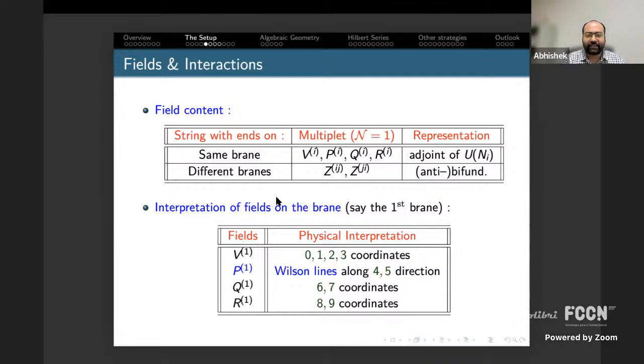To give a physical interpretation of these fields: for the first brane, which is compactified along the 4, 5 direction, this V1 is just the 0, 1, 2, 3 coordinates. P1 is the Wilson line on 4, 5. And then Q1 and R1 are again the coordinates 6, 7, and 8, 9. Similarly, you can give an interpretation to all the fields in the other branes also.